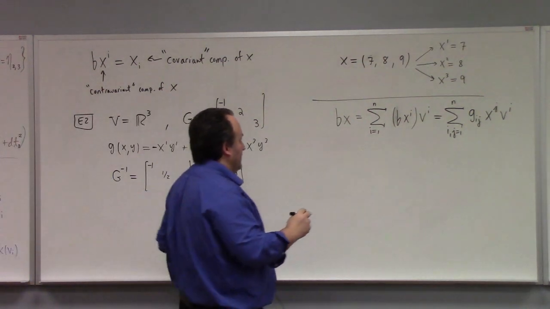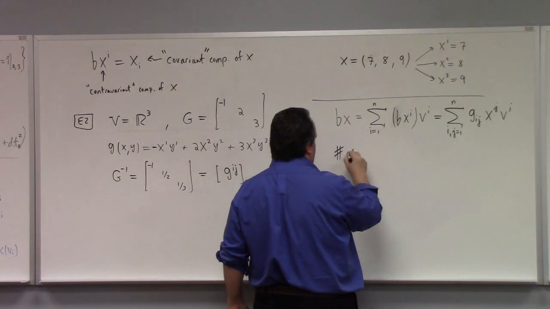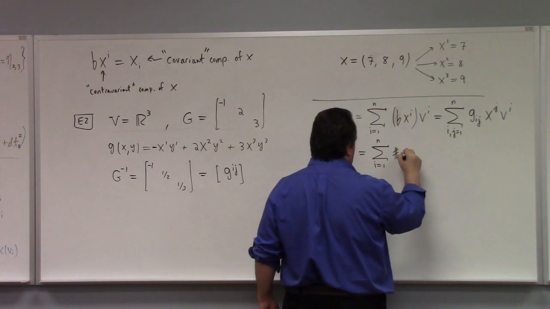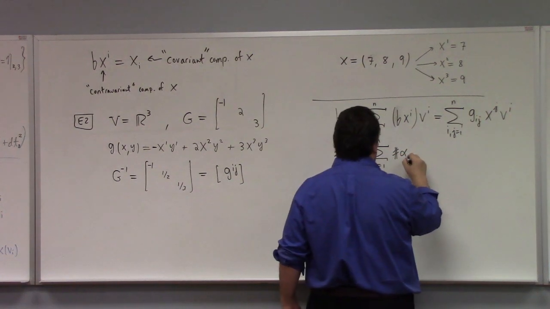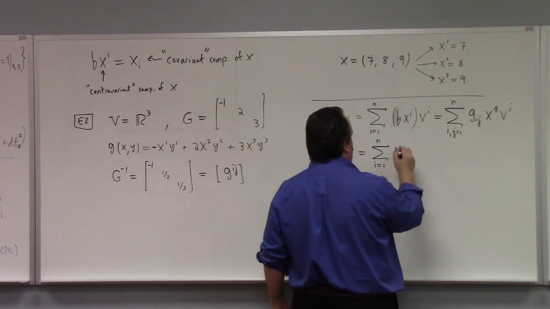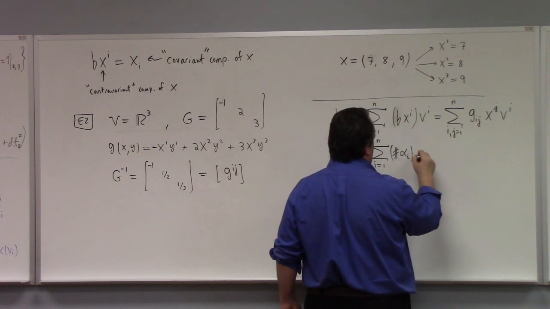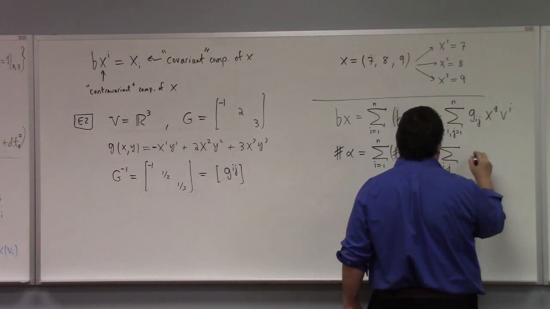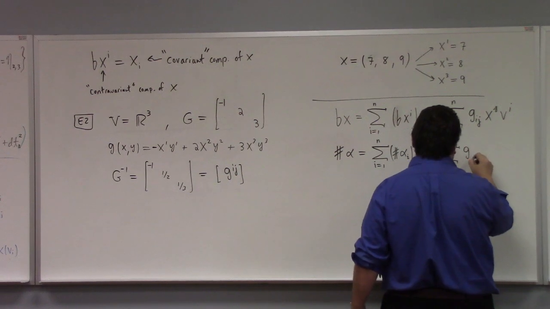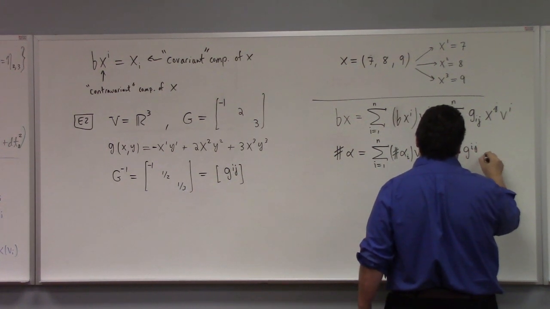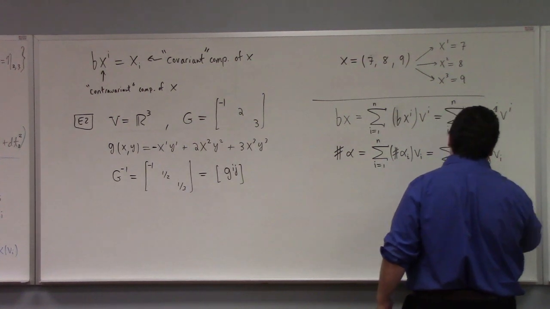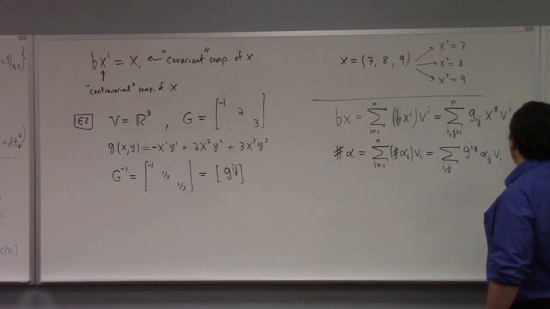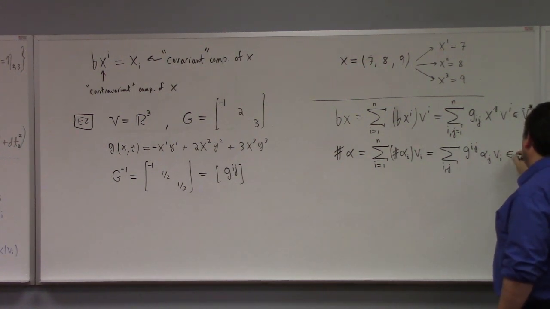And similarly, the sharp of alpha is defined to be the sum I equals 1 to n of sharp of alpha sub I times v lower I, which is equal to the sum over I and j of G upper I j alpha sub j v lower I. This is an element of V dual. This is an element of V.